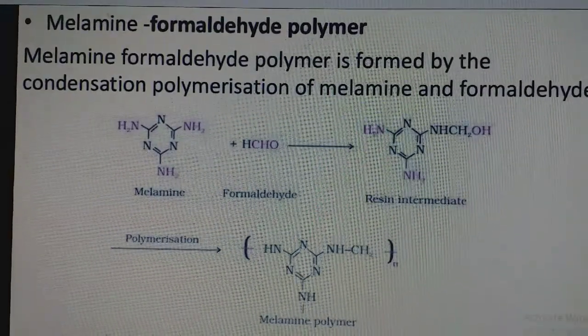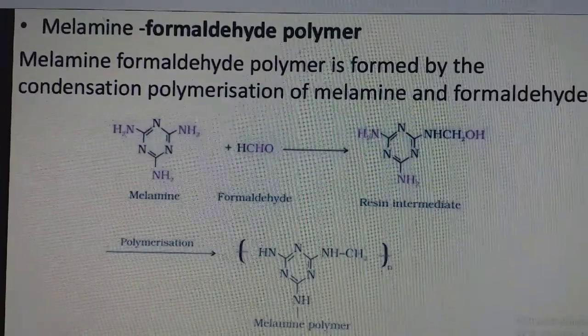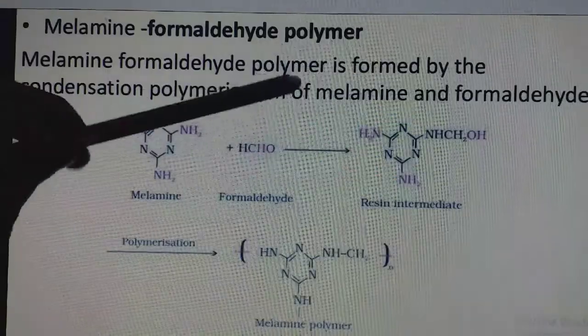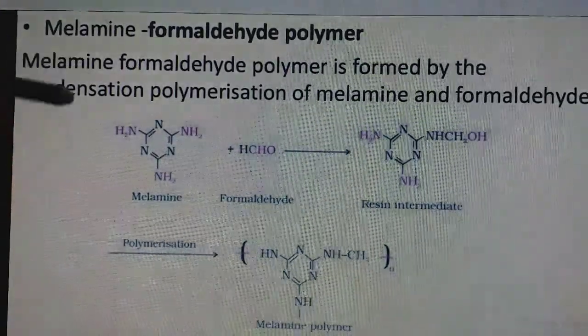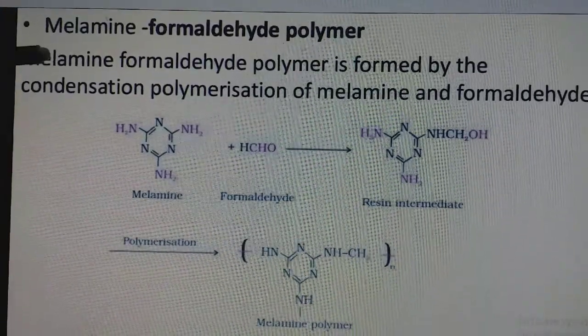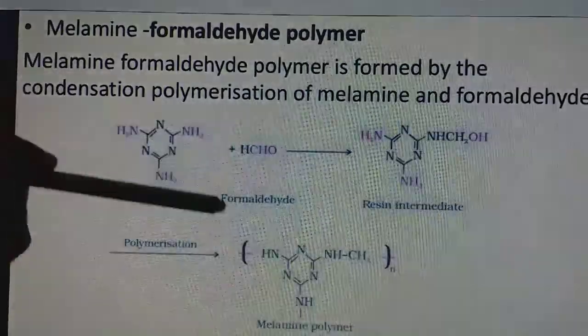Next is melamine formaldehyde polymer. Melamine formaldehyde polymer is formed by the condensation polymerization of melamine and formaldehyde. And the unbreakable plates that we use in our houses are made up of melamine formaldehyde only. So this is melamine, this is formaldehyde.